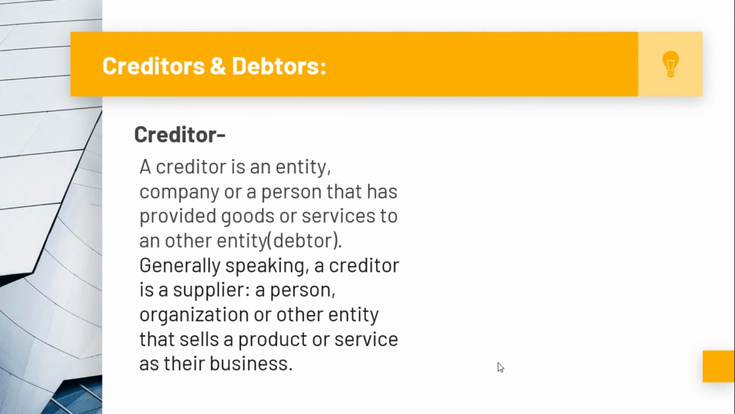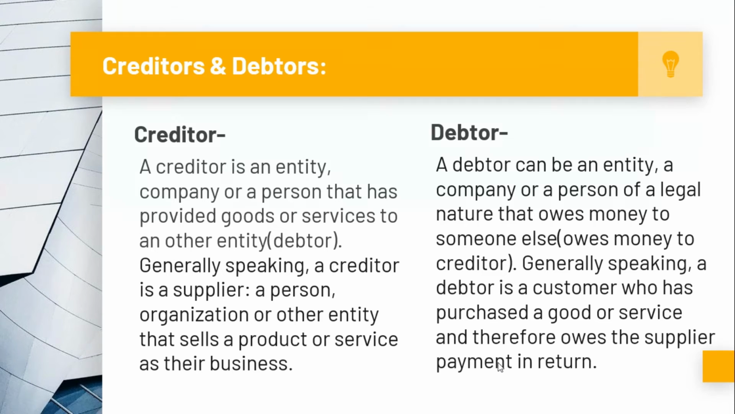In simple words, we can say that a creditor is a supplier or vendor who is going to sell his products or service as their business. Next is debtor. We can say that a debtor is completely opposite to a creditor. A debtor can be an entity, a company, or a person of legal nature that owes money to someone else. That is, he owes money to the creditor.